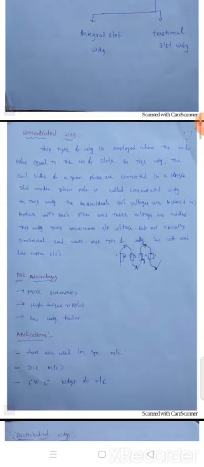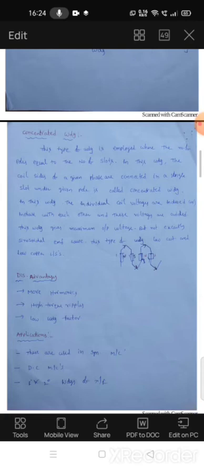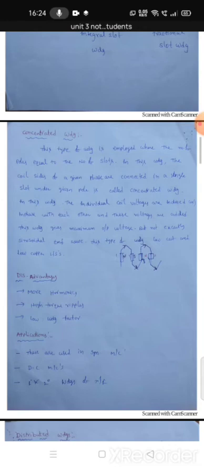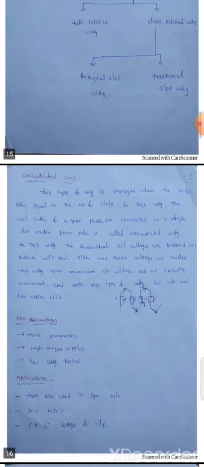Now let us go to the theory. Concentrated winding: this type of winding is employed where the number of poles is equal to the number of slots. In this winding, the coils of a given phase are connected in a single slot under a given pole. The individual coil voltages are in phase with each other, and these voltages are added. This winding gives maximum output voltage, but not an exactly sinusoidal EMF wave. This type of winding is low cost and has low copper losses.